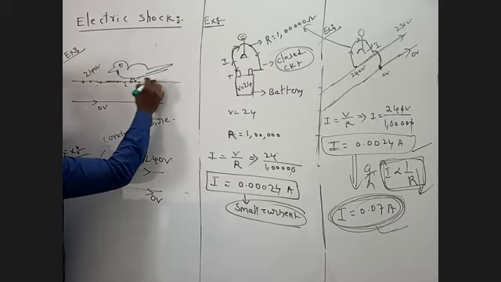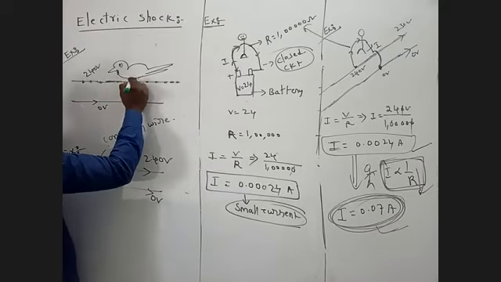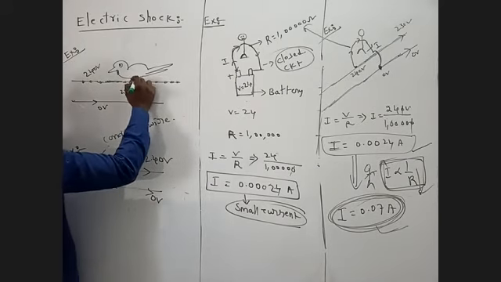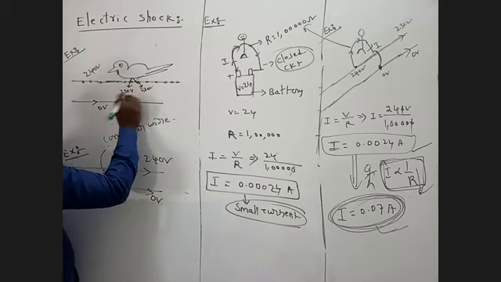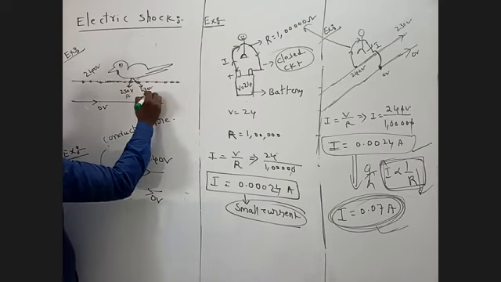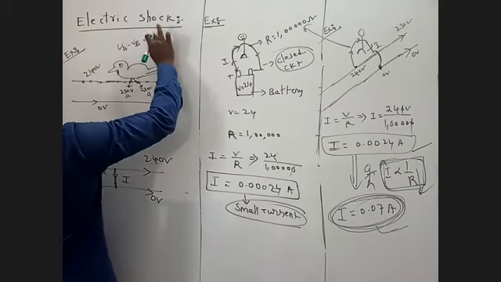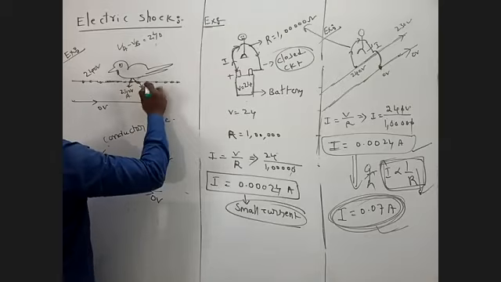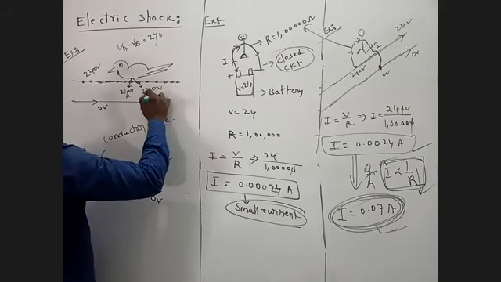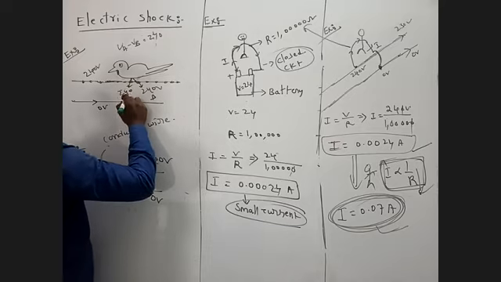Here you can touch any point on the wire. What is the voltage at any point on the wire? 230. At this point, what is the voltage? 230. At this point? 230 voltage. So what is the potential difference between this A point and this B point, VA minus VB? It is 240 voltage, 240 voltage. Here also 240 voltage. So this is our A point.